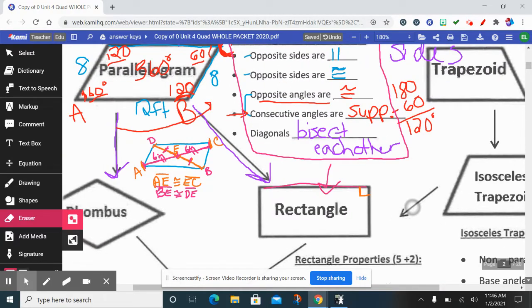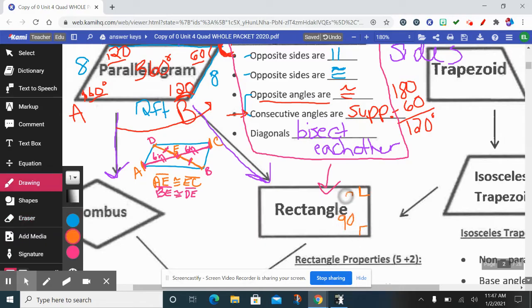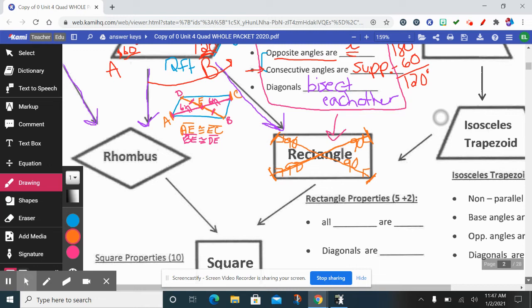Its opposite sides are congruent, opposite angles. Consecutive angles do add to 180 because isn't 90 and 90 going to be 180? And 90 and 90 would be 180. Diagonals do bisect each other, but now this diagonal and the measurement from this diagonal are also going to be equal. So there's 2 facts added in for the rectangle. So that's what this 5 plus 2 means. It means the 5 rules from the parallelogram are added in, and all angles are 90 degrees. And the other new fact is that diagonals are congruent in their measure.